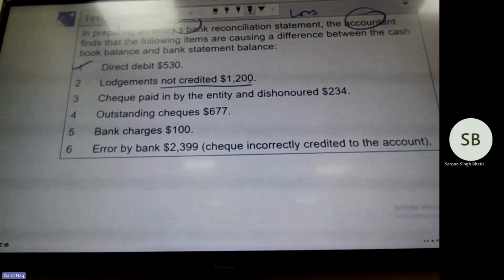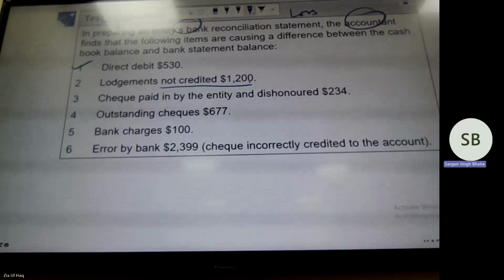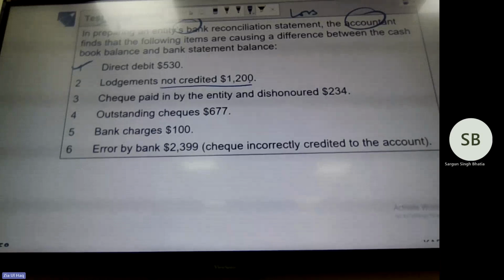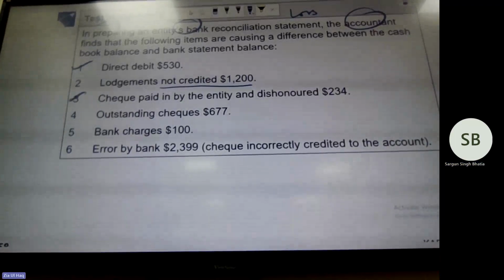It could be we received a check from a customer, we deposited it in our bank account, but it has not cleared in the account. So it's not in the options. It's not our mistake. Check paid in by the entity and dishonored, it is relating to our... Outstanding checks.